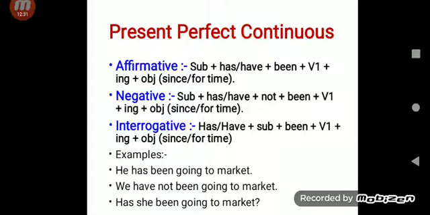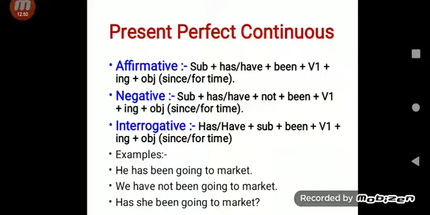We have not been going to market. Here, we is a subject, have is an auxiliary verb, not been, going, where go is the verb's first form plus ing, and to market is the object.